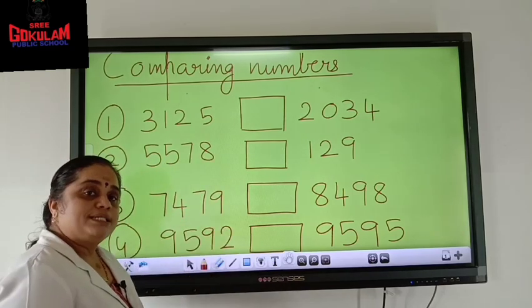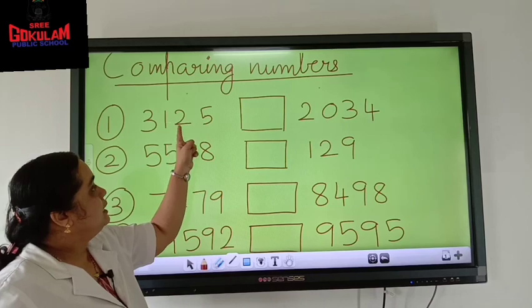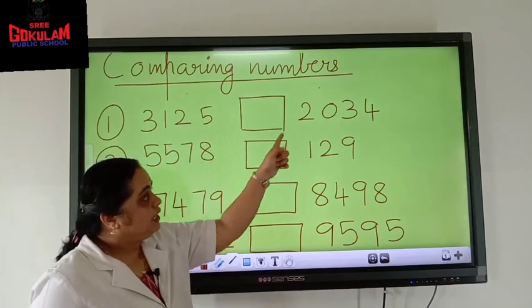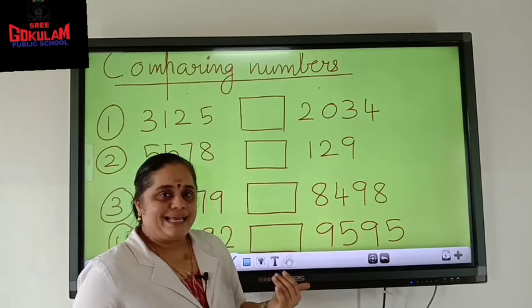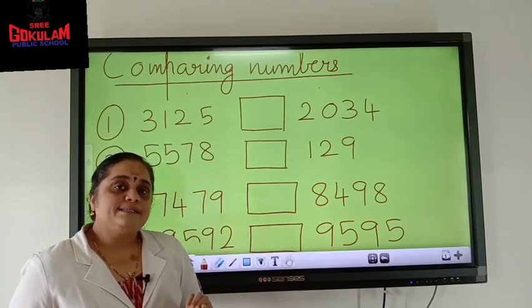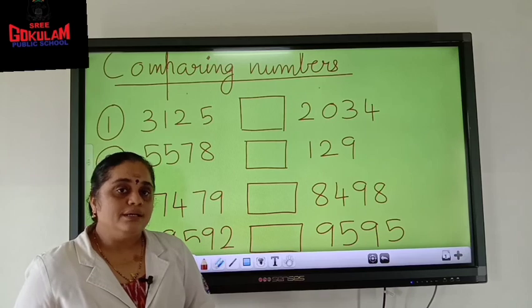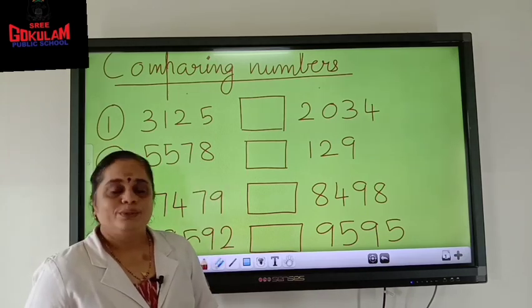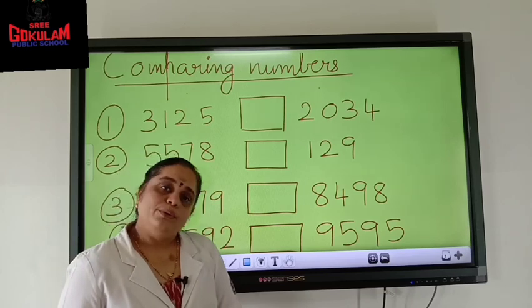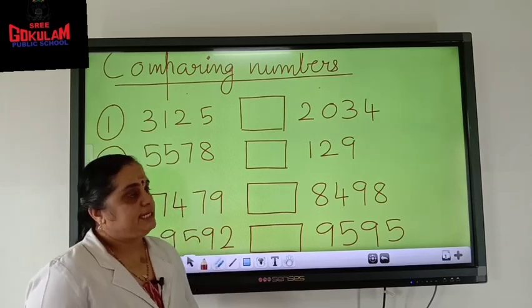Children, look at the first example, 1125. And here you have 2034. You might have guessed the answer, but it is always better to count the digits and all so that you go in the same proceedings. Here directly you can tell the answer also. The answer will be the same. Okay, let's go with the proceedings.